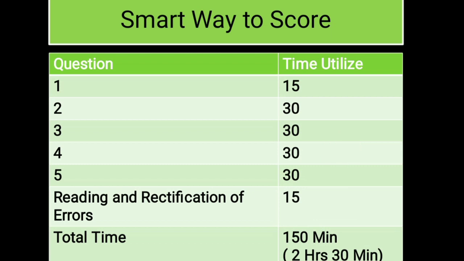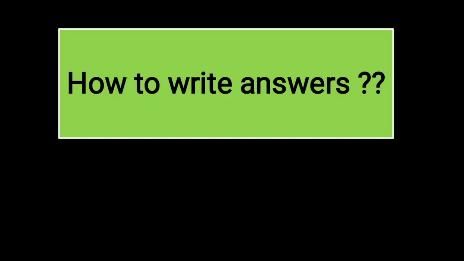So just remember that for the first question it is 15 minutes and for all the remaining questions it is 30 minutes. If you solve this in less than that, you will have the maximum time for reading this entire paper and for the rectification of errors. Now how to write the answers in case of the theory, because in case of question number 5 we have to attempt a theory if we want to score 75 out of 75 marks.